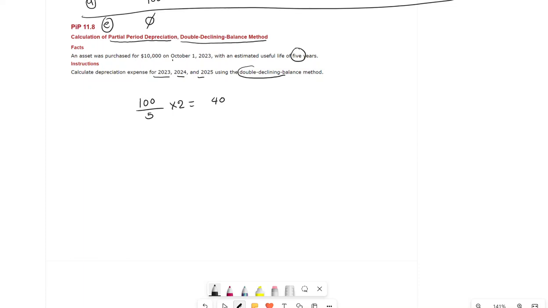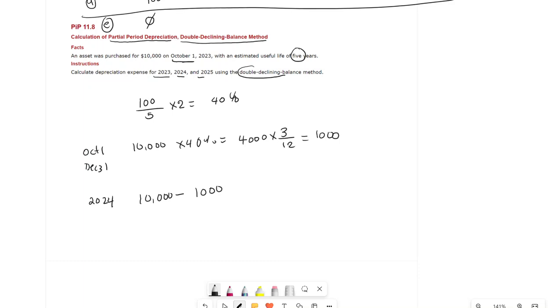So my first year, when did we purchase? We purchased on October 1st, and we have $10,000. That's the cost multiplied by the 40%, and that will give me $4,000. From October 1st to December 31st, we take it that's the calendar year, 3 months, 3 divided by 12, so my depreciation expense will be $1,000. Again, we do not account for residual value when we're using a declining method. In 2024, the cost was $10,000. We already depreciated 1,000. That will give me 9,000 multiplied by the 40%, which gives me $3,600.